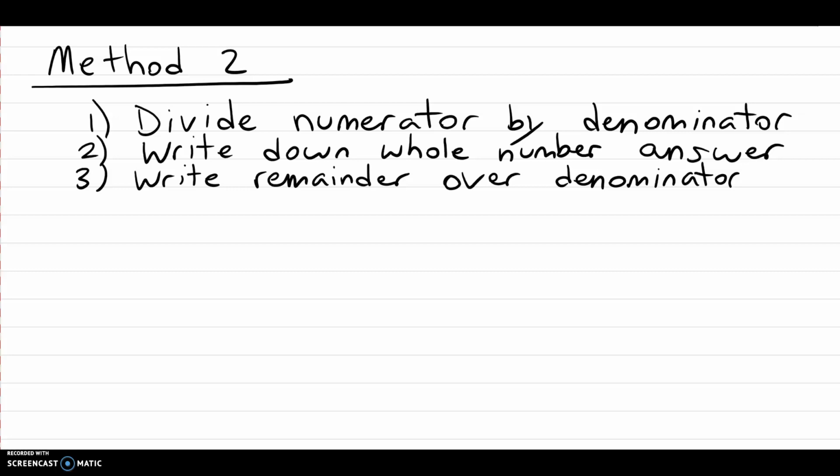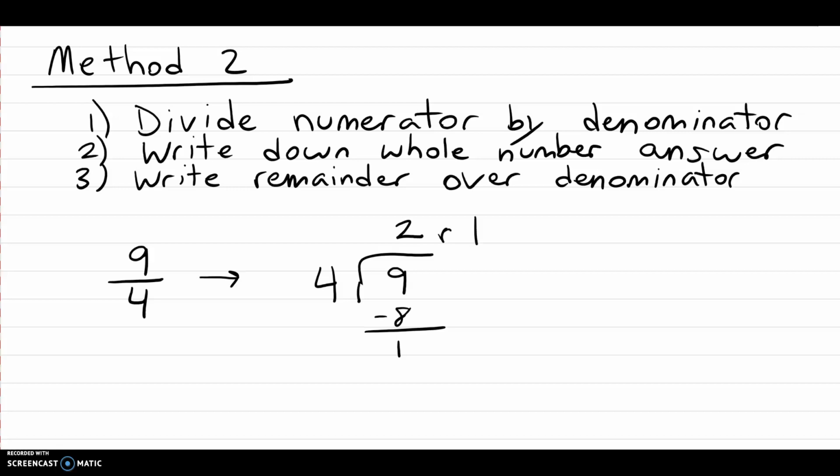We had 9/4 before. So following this method, you take the numerator divided by the denominator. So I'm going to rewrite it in division form. So 4, how many times does 4 go into 9? So 4 goes into 9 2 times. So that's my whole number answer. 4 times 2 is 8, with a remainder of 1. So I can rewrite this as 2 and 1/4. The whole number becomes the number in front, the answer, and then the remainder over 4 is the fraction.